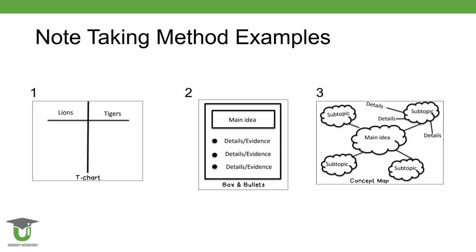The reverse box and bullet method provides the bullets, supporting details or subtopics, first, and the boxing of the main idea or topic underneath. And number 3, concept mapping or webbing is a note-taking style that uses shapes connected by lines or arrows to show relationships between main ideas or topics, subtopics, and details.